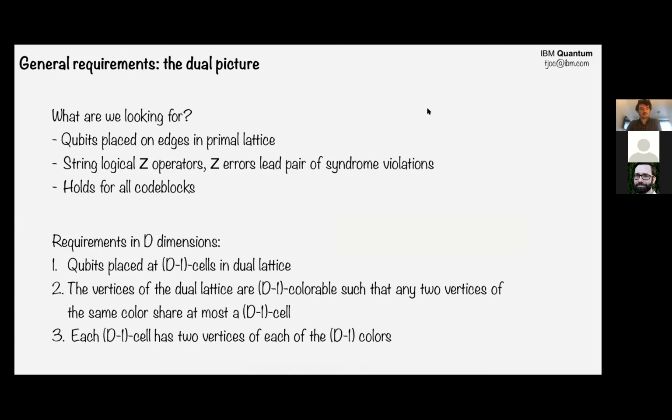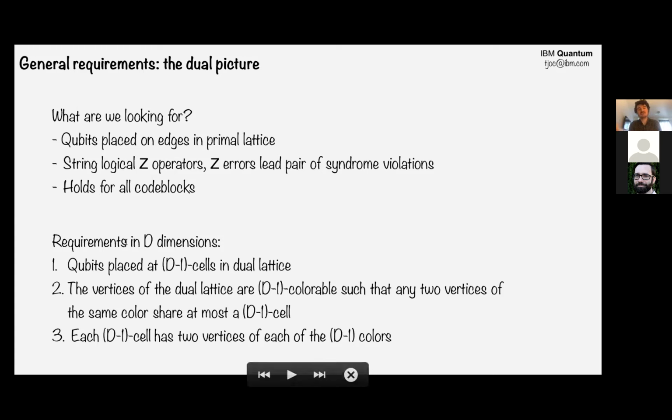Okay, so here are the requirements that we're going to be after. In general, what are we looking for? Qubits are placed on edges in the primal lattice. In the traditional sense, qubits are placed on edges. We want this restriction that we have string logical Z operators, because we want the Z logical operators to be 1-dimensional. So a Z error gives rise to a pair of syndrome violations. I want this to hold for all code blocks.